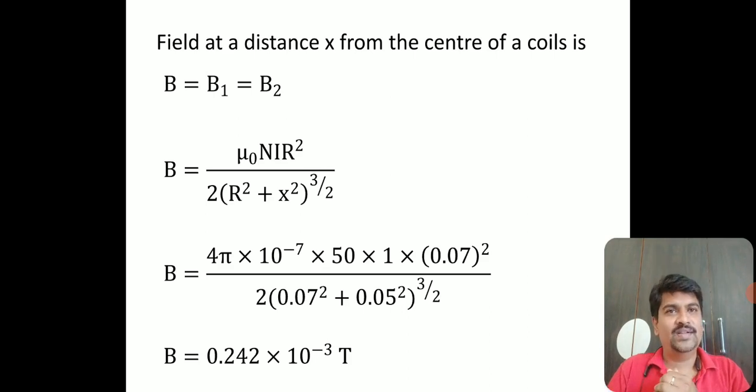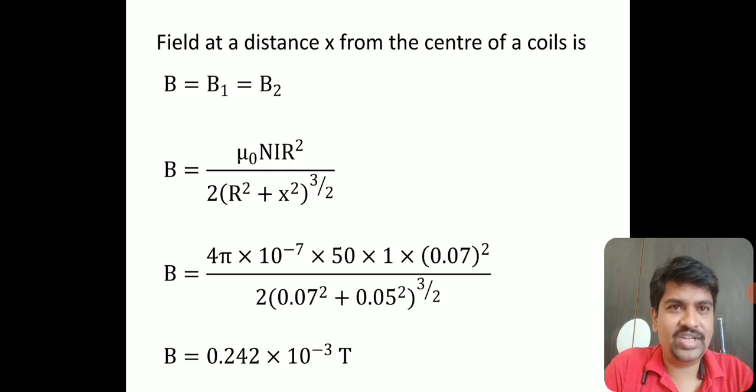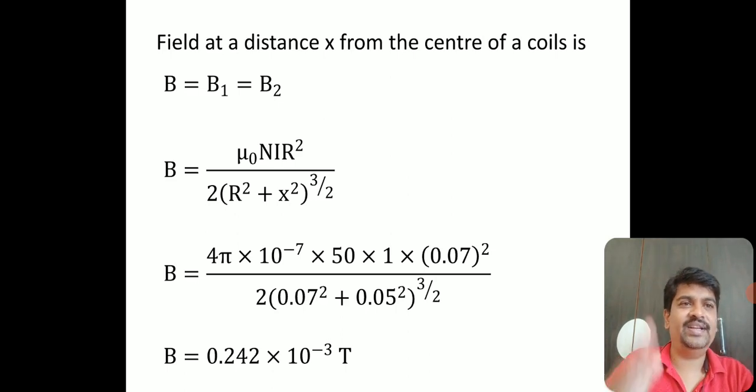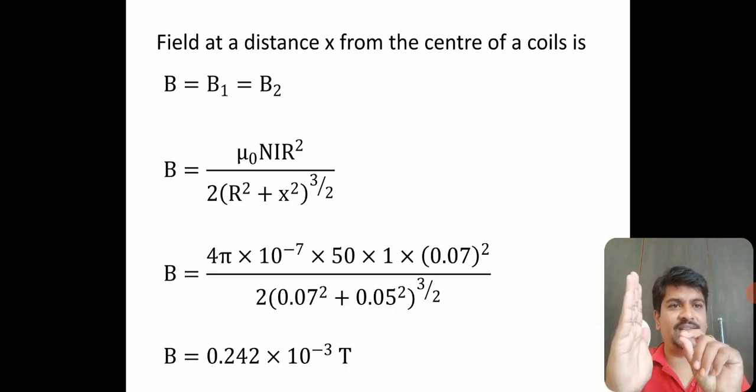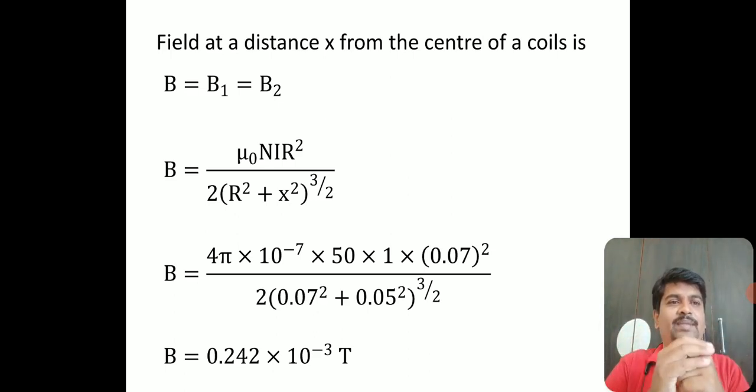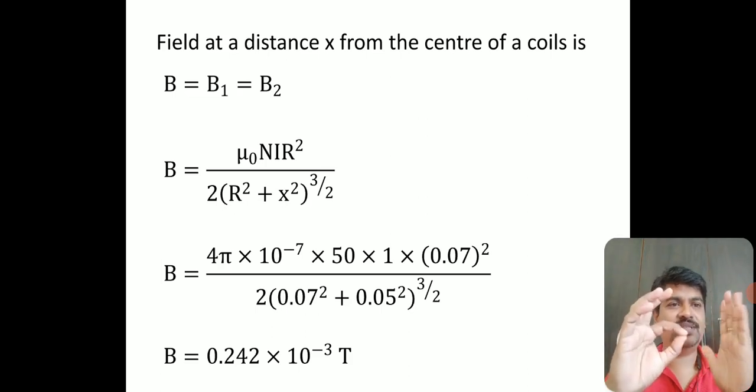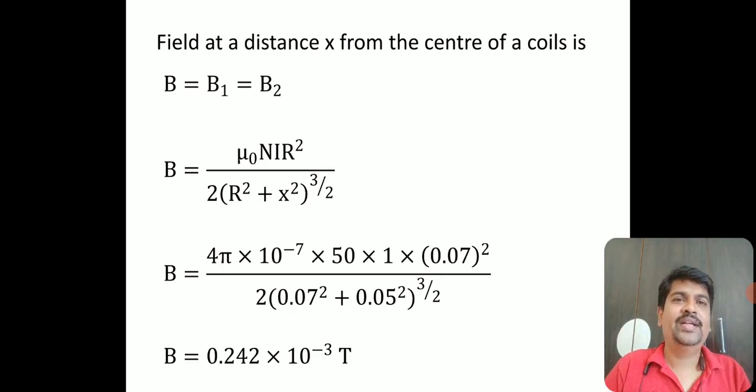Now there is a formula, the big formula, mu naught N i r square by 2 into (r square plus x square) whole to the power of 3 by 2, which we used in our previous problems. One thing you have to observe here is that the magnetic field due to both the coils at the center is the same. B1 is equal to B2. The magnetic field due to one coil at the center is the same as the magnetic field due to the other coil at the center. So B1 is equal to B2. The magnetic field produced by one coil at the center is the same as the magnetic field produced by the other coil at the same point. Okay, right.